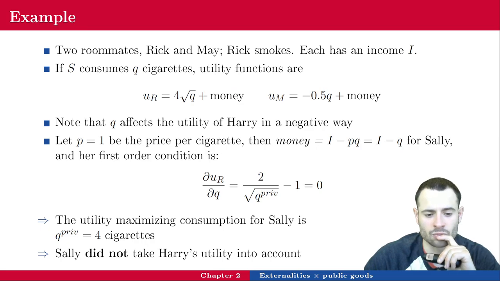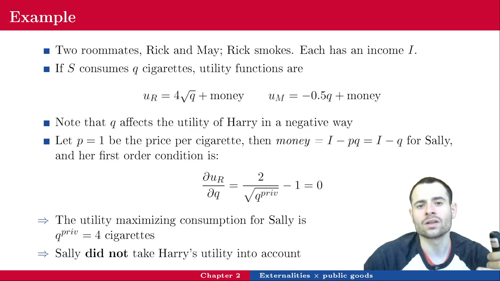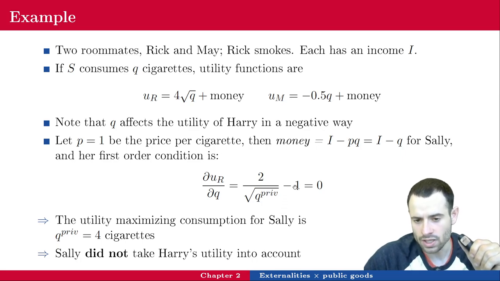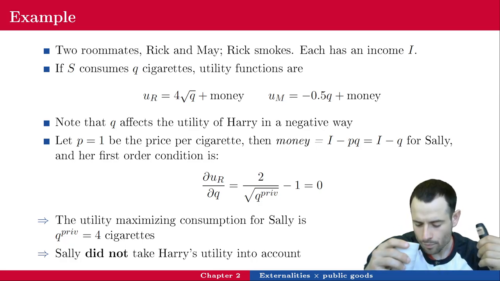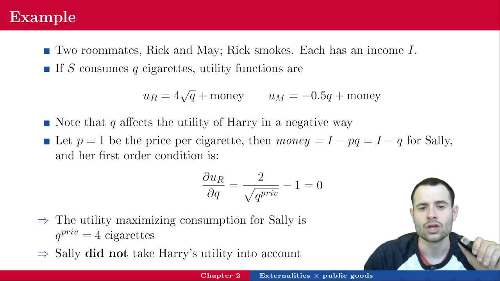Okay, somebody is asking me to go back to the previous slide. So, here I am looking at the amount of cigarettes that Rick will want to consume. So Rick is going to maximize his utility. His utility is equal to 4 times square root of Q plus money. If you replace money by the budget, then you can take the first derivative with respect to Q, and you obtain this first order condition. This minus 1 here is coming from the 1 in front of minus Q. In this case, Rick finds that 4 cigarettes is the optimal amount of cigarettes to smoke, let's say, during a day.